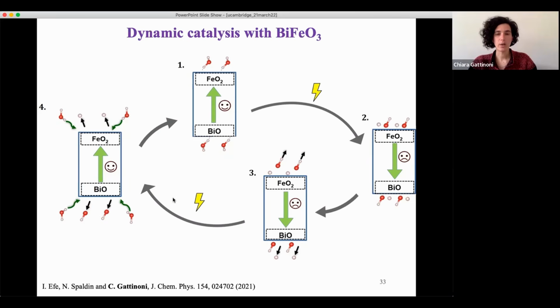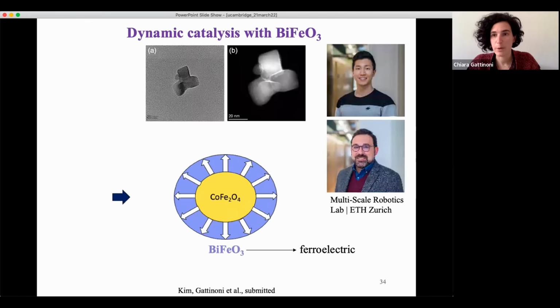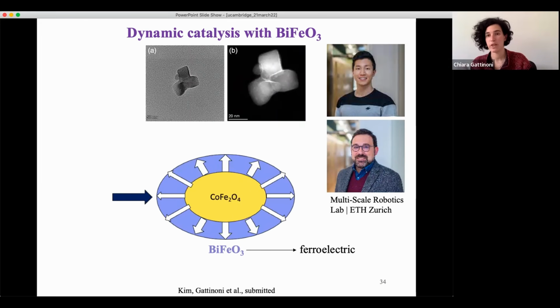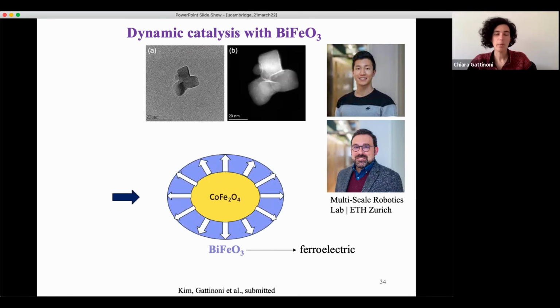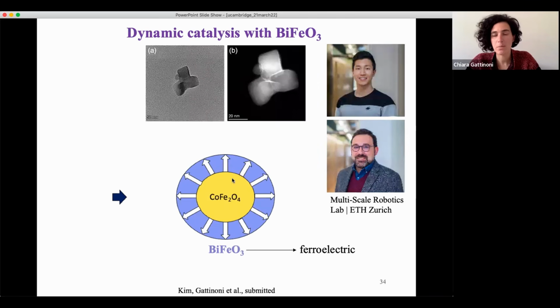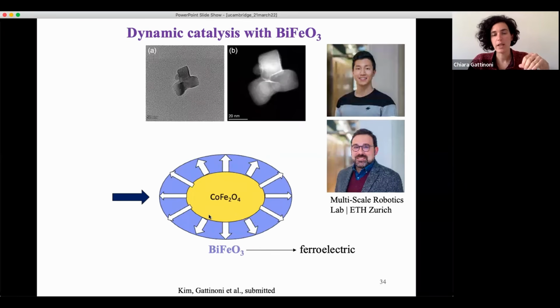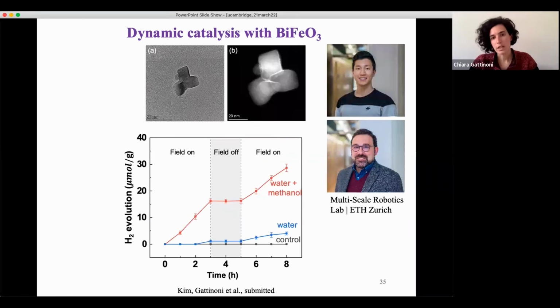We have been doing some work with experimental collaborators at ETH who have tried to see if it happens. They took a cobalt ferrite nanoparticle. Cobalt ferrite is magnetostrictive, which means that it gets strained by a magnetic field, and they coated it with bismuth ferrite and put it under an AC magnetic field. What they saw was that after they added some methanol, which stops recombination because it's a hole scavenger, they saw really quite large hydrogen evolution.